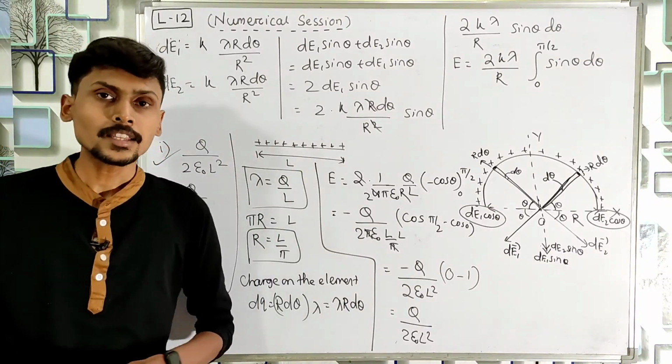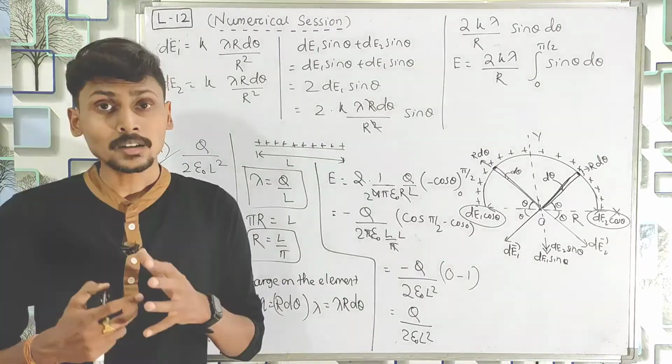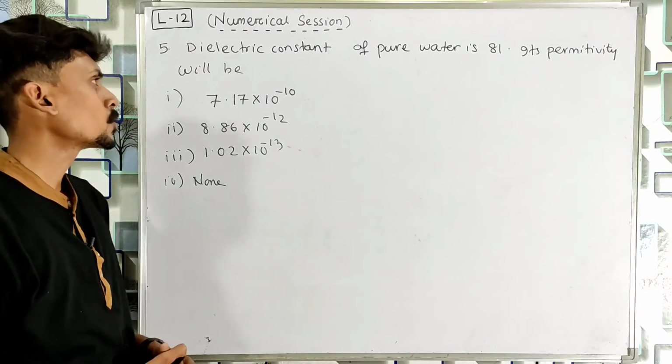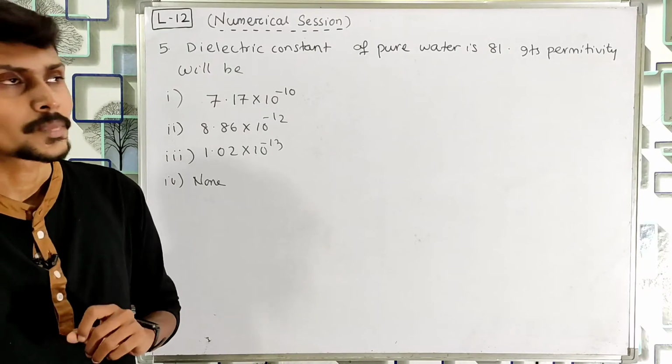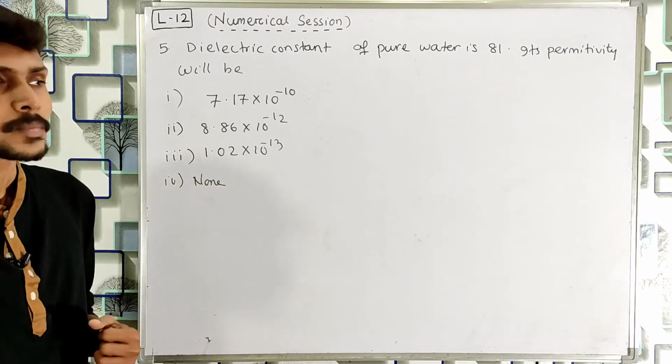So students, in this way you can solve this question. And now we'll proceed to the next and the last question. Now look at the last question, question number 5. The question is, the dielectric constant of pure water is 81. Then its permittivity will be dash. So we have 4 options and we have to choose the correct one.